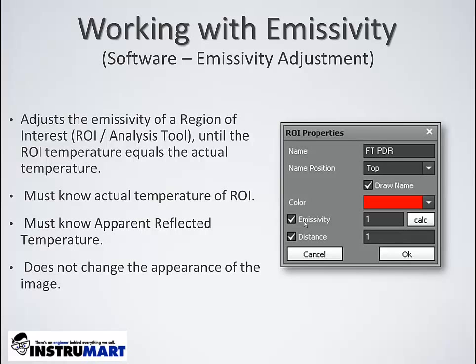What I do is simply adjust the emissivity value for the region of interest or the analysis tool until the reported temperature from that region of interest equals the actual known temperature. It may take a few iterations, but eventually the measurements will match and I will have determined the emissivity of my region of interest, or in this example, the emissivity value of the foot powder coating and the stainless steel.